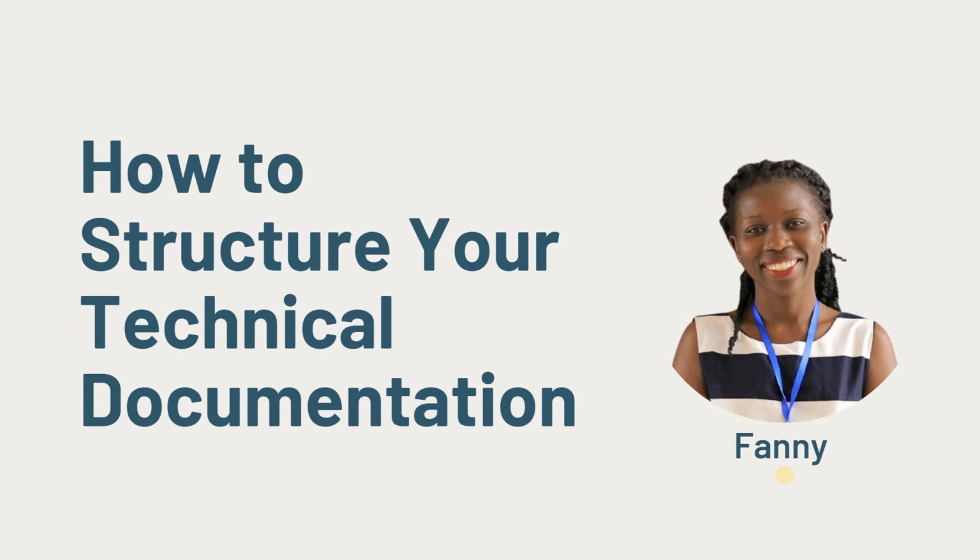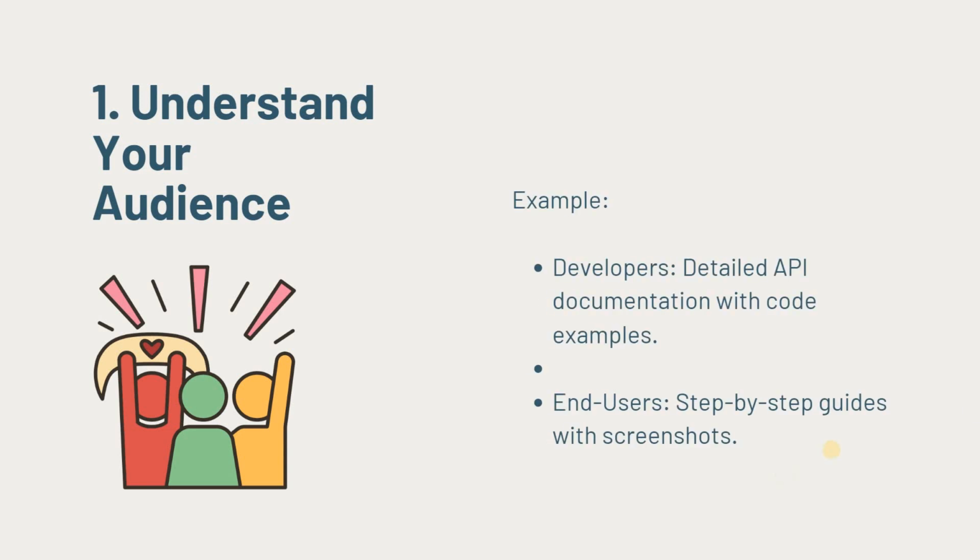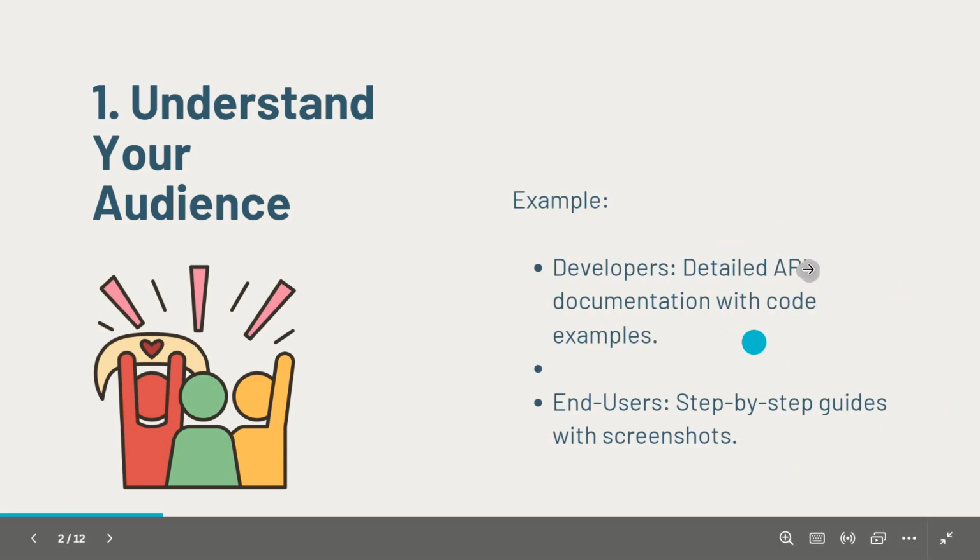So the first step into structuring your technical documentation is understanding your audience. Who is going to read this document? Are they developers, end users, or maybe stakeholders? Understanding your audience will determine the language that you're going to use for your documentation and how you're going to structure it. For instance, developers might appreciate more technical jargon and code snippets, while end users need simple instructions and visual aids. For a developer, you could write a detailed API documentation with code, and then for end users, you just put a step-by-step guide with screenshots.